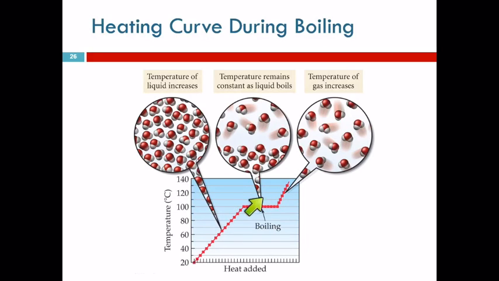So once all the water has been converted into the gas state, then the temperature can increase. Any questions?